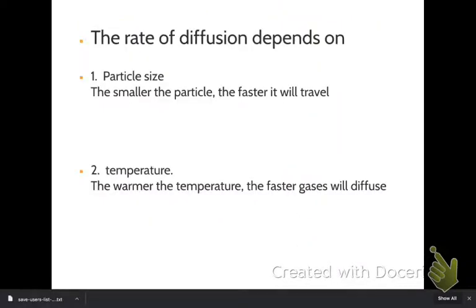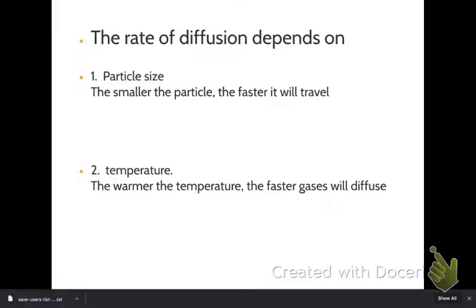So the rate that a gas or a liquid diffuses depends on the size of the particle and the temperature of the sample. The smaller guys, we know, travel faster. And temperature: the warmer your temperature, the greater your kinetic energy, the faster your gas is going to diffuse. So if we have a sample of cold air versus hot air, and we introduce a sample of gas, the sample in the hot air is going to diffuse a lot more quickly because everybody's moving a lot more quickly. So you have those collisions, much more frequent collisions.